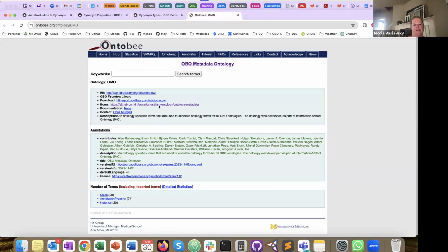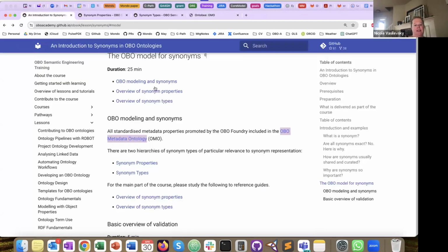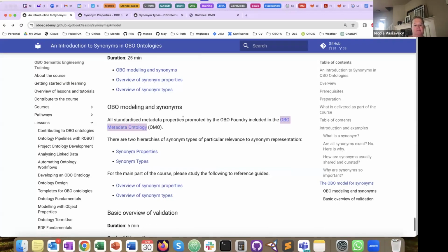So here we can see this is the OBO metadata ontology, which specifies the terms used to annotate ontology terms in all OBO ontologies. This is developed as part of the IAO, the Information Artifact Ontology. I think most, if not all of us, use these as our primary source for our annotations in our ontologies.